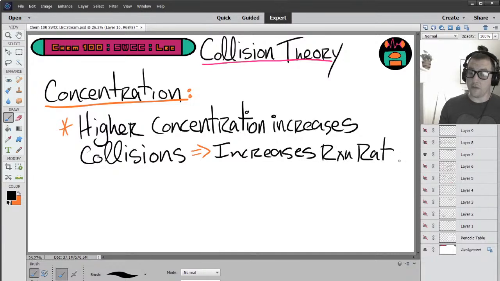The opposite is true of low concentrations. Low concentrations decrease the chances of particles colliding. That is going to slow your reaction down. But high concentration increases the rate of reaction. All right.